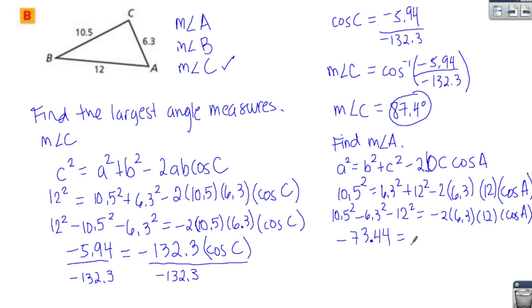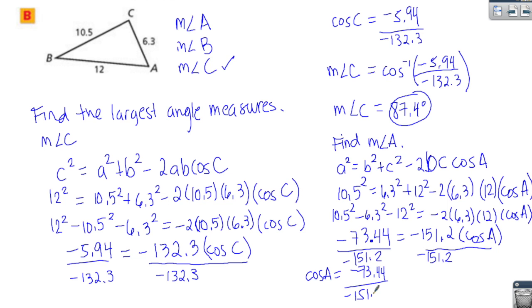And on the other side, when you multiply the other three values, you should have gotten negative 151.2, still being multiplied by cosine of A. And so from this step, similar to what we did with cosine of C right here, we need to isolate the given by dividing by negative 151.2. All right, and in the same manner, to find cosine A, we need to divide negative 73.44 over negative 151.2.